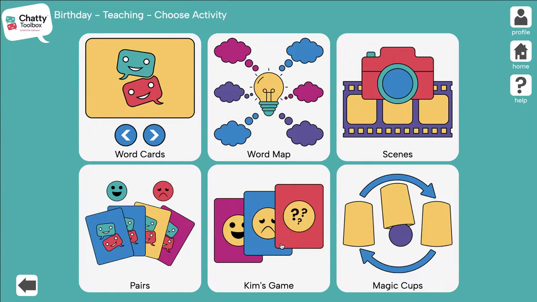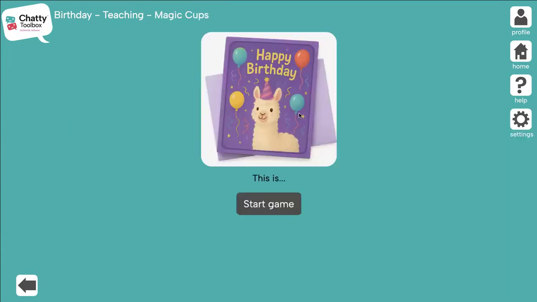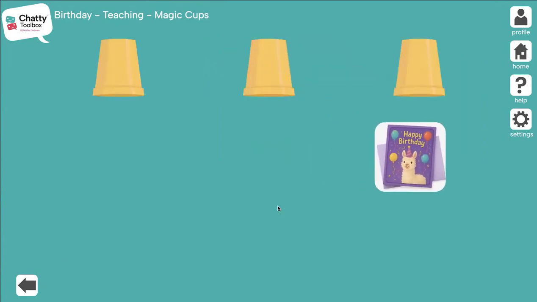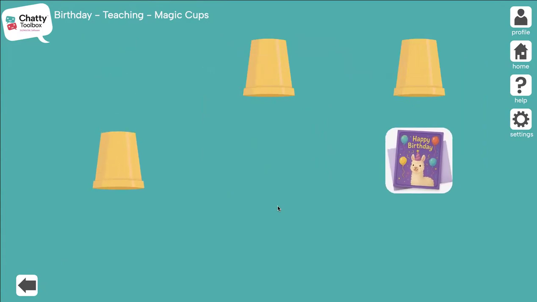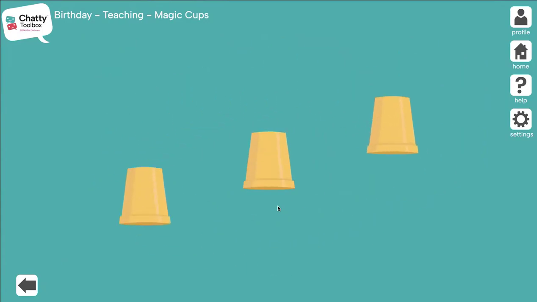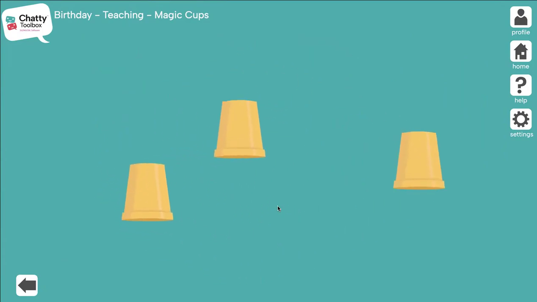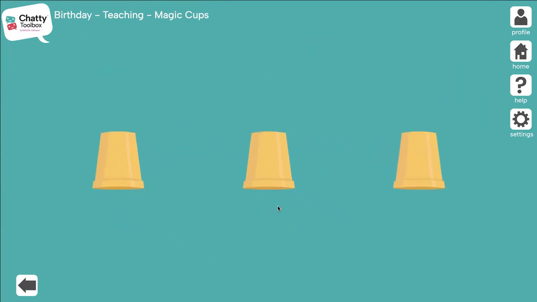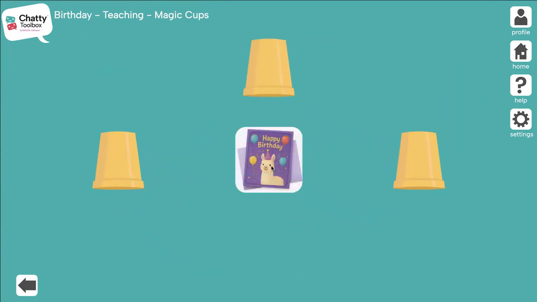So really important to keep saying the words, because this is exposing all the children to the vocabulary multiple times, which is what they need. Magic cups. We've got card. Now we're going to cover card up. I keep repeating the word card so that they're being exposed to it. And then card is going to move around, and we've got to keep watching card and see where it ends up. If we get it right, let's get a little burst of confetti.